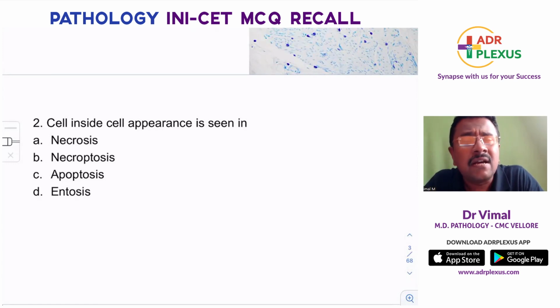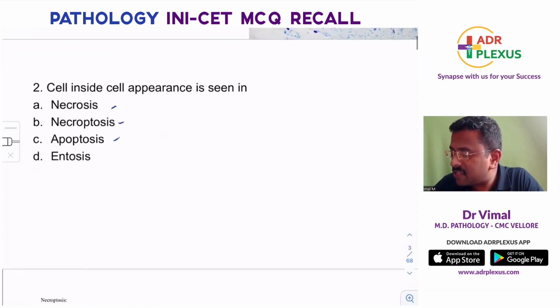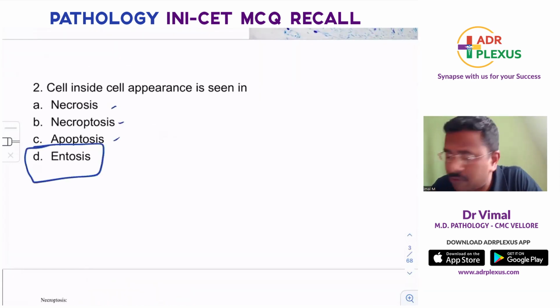And in apoptosis, what happens after the apoptotic bodies are formed? It is only the phagocytic cells, the macrophages, that will engulf the apoptotic bodies. You know that efferocytosis occurs. Efferocytosis is the process of phagocytosis of these apoptotic bodies by the macrophages. That all you know. So by ruling out all these options, many of you would have made a diagnosis of entosis.